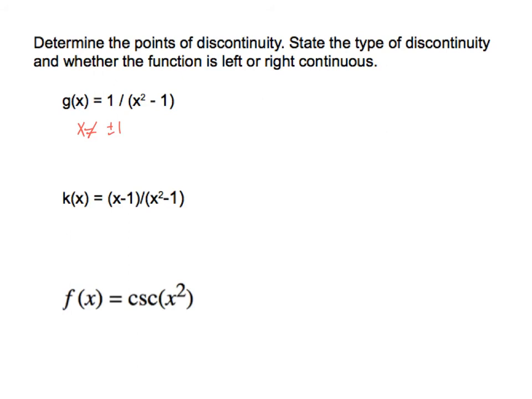Right? This is not a removable discontinuity. I cannot factor and cancel. I can't do any of those things. So if I graph it, those discontinuities are going to exist with asymptotes. Right? If I get the full graph, it resembles this. Okay, so in this case, I have infinite discontinuities at plus and minus 1.